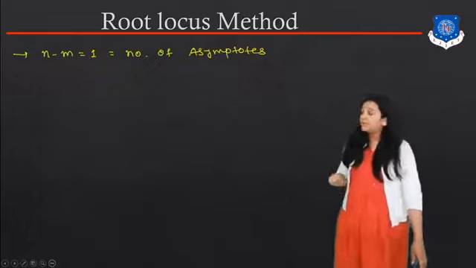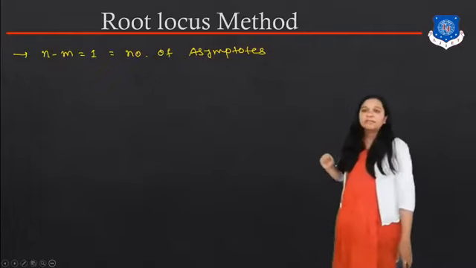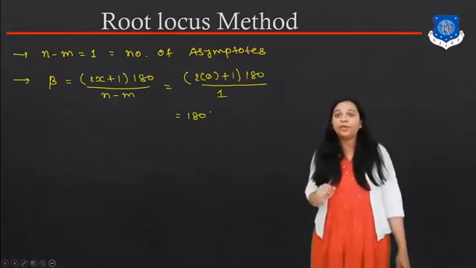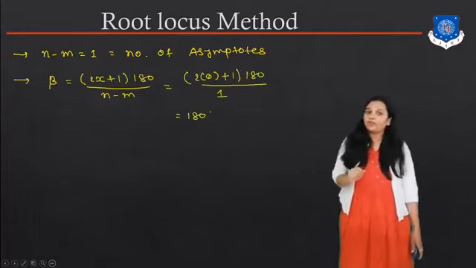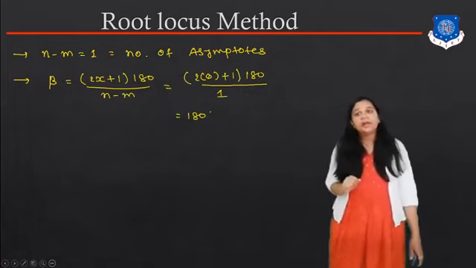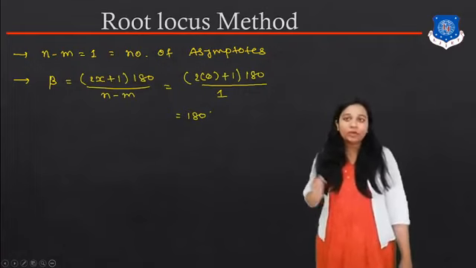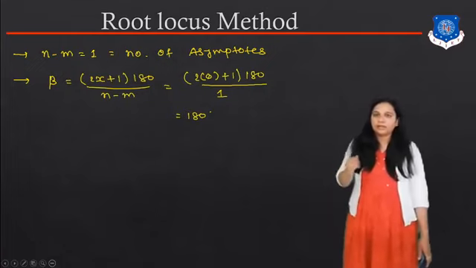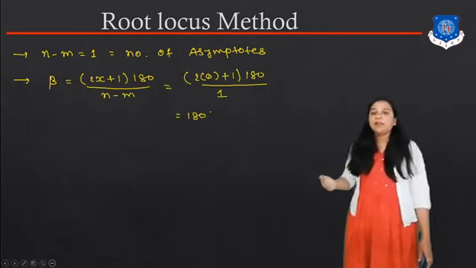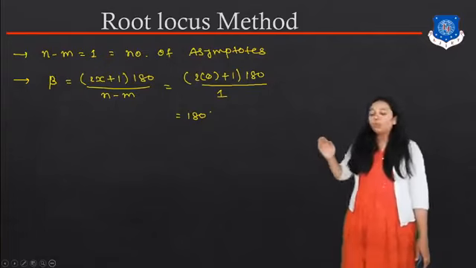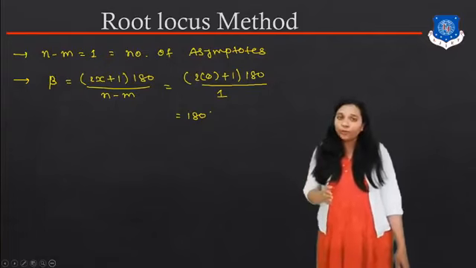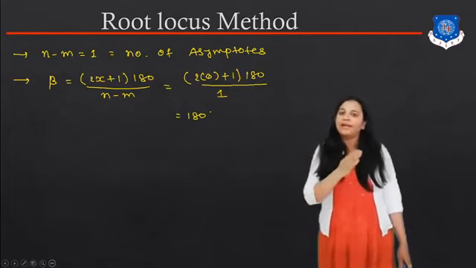Now the next step is to find n minus m. Simply 2 minus 1, that is equal to 1. That is our number of asymptotes. Now find the angle of asymptote. The equation of the angle of asymptote beta is equal to (2x plus 1) into 180 upon n minus m. Now how do we consider x? X will be starting from 0 to n minus m minus 1.